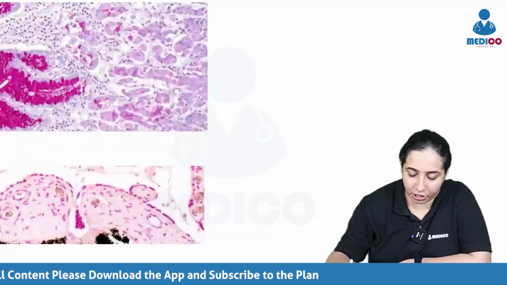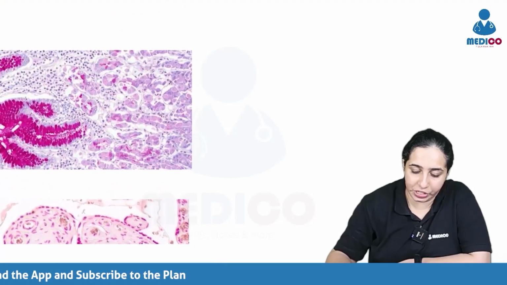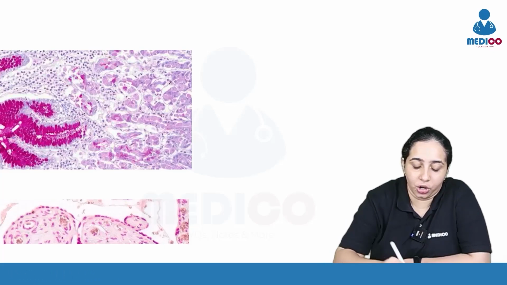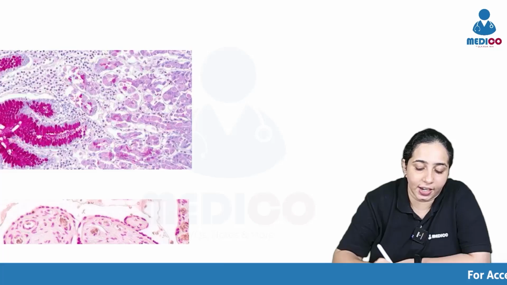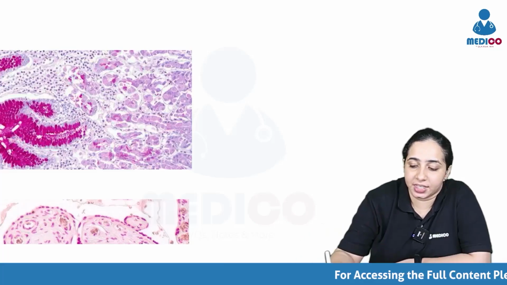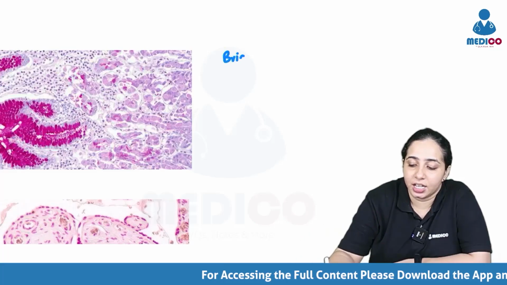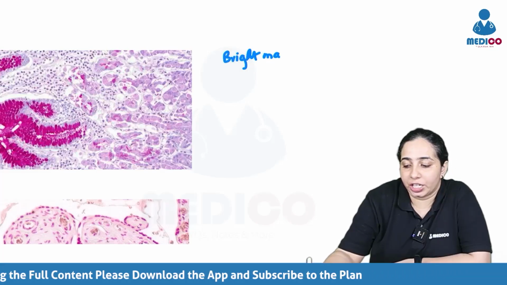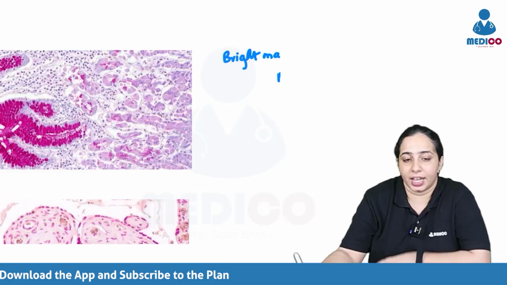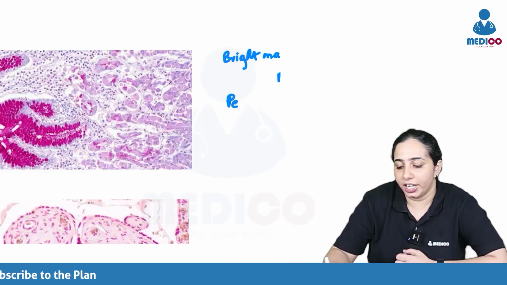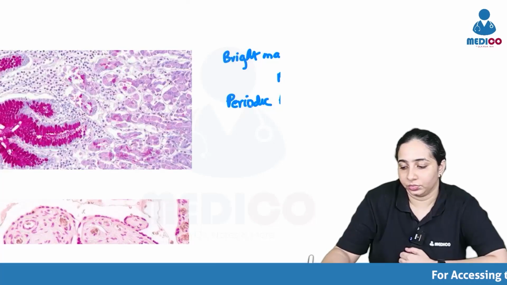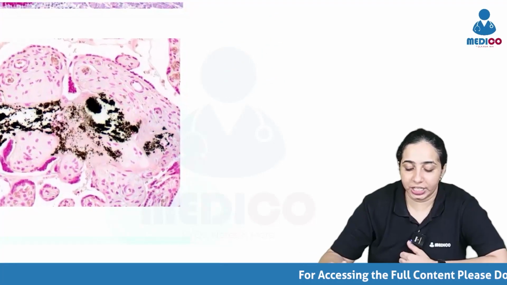Now next picture, what do you see? So here you see a substance, or rather some cells, which have taken a bright magenta stain. You see this bright magenta, you have to think of PAS, that is periodic acid Schiff. Okay, so moving on to the next image.